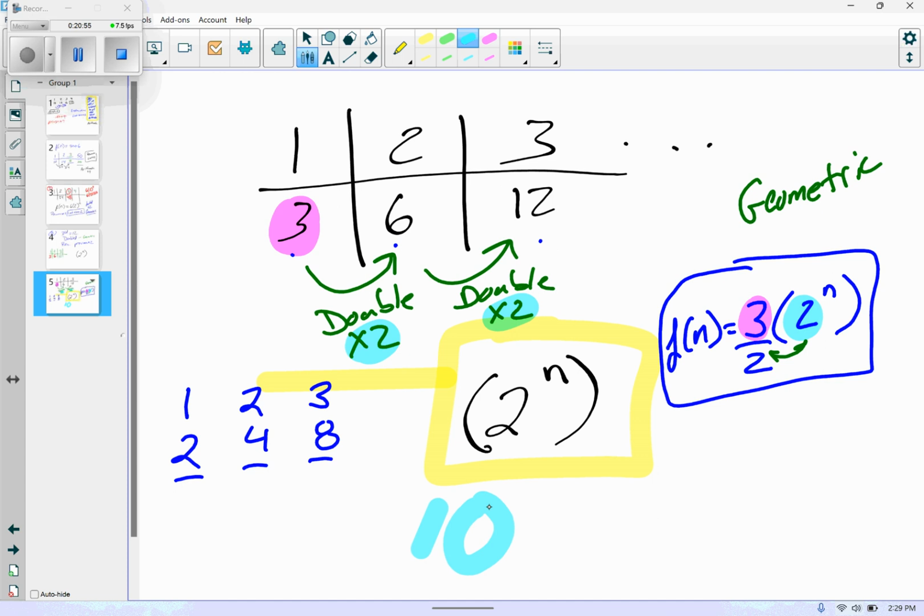We want to find the 10th term. So friends, oh boy, I need to plug 10 in. 3 over 2, 2 to the 10th. Stuart, I can't do 2 to the 10th. Whoa. Really? I believe you.